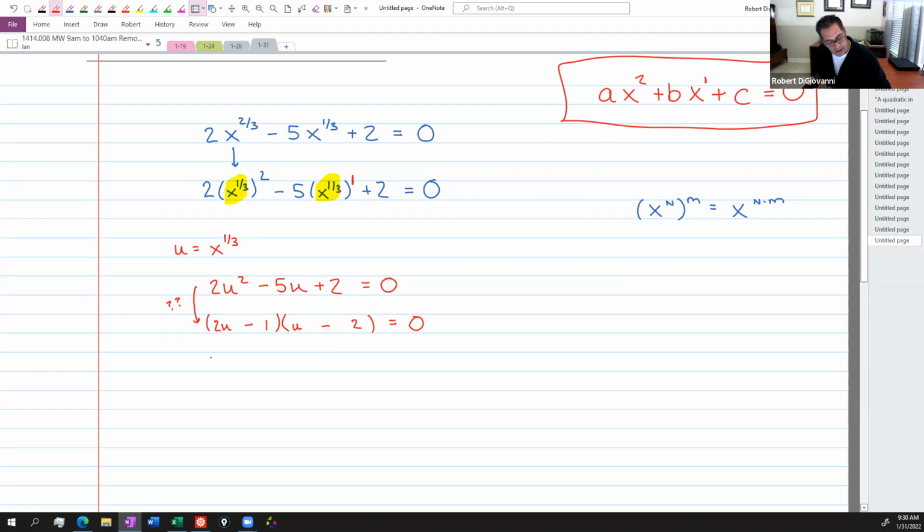Now we take each of the factors and we set them equal to 0, and we solve these. These are nice little linear equations. So I will move the 1 over here and I will divide by 2. And here I'll just move the 2 over. So we have 2 answers so far. U is 1/2 and U is 2.